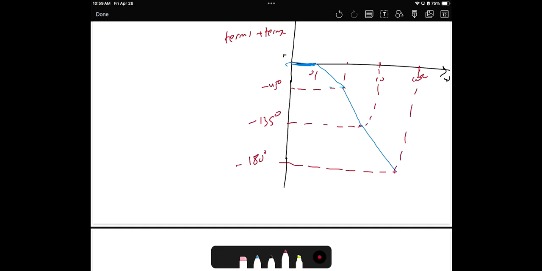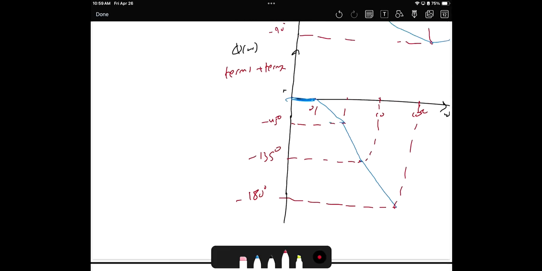Okay, so this is the end of the example. Any questions?